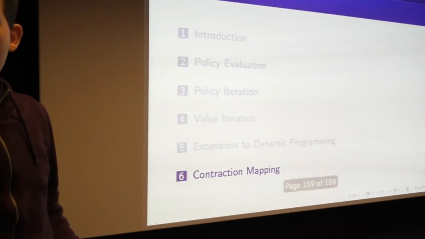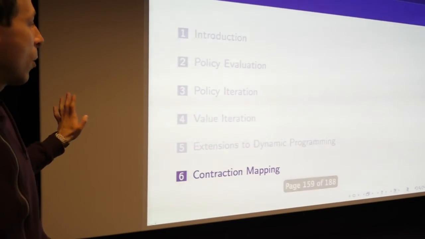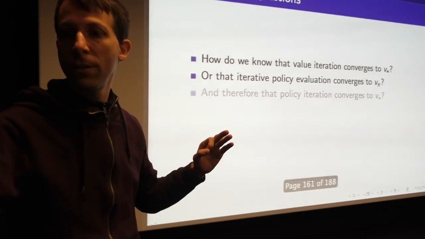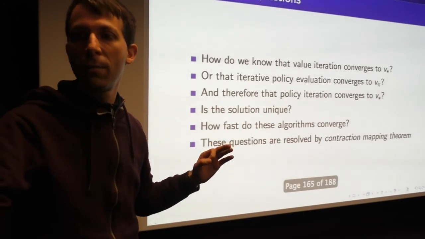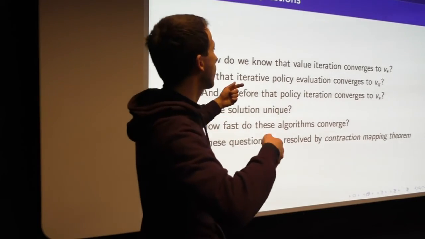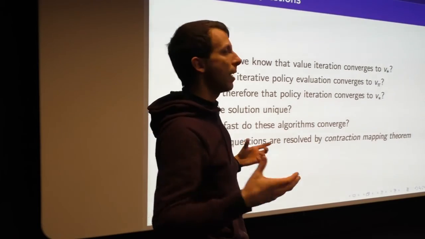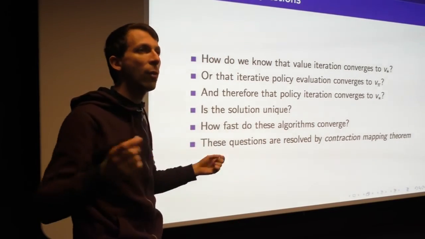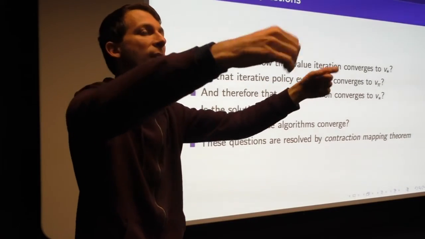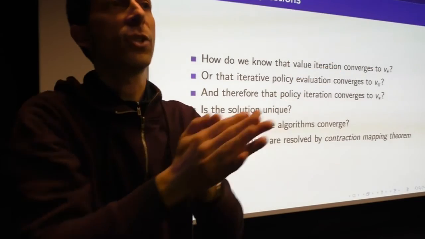I just want to point out that contraction mapping is in the lecture notes. It shows that if you start with any one of these algorithms, value iteration converges to V star, iterative policy evaluation converges to V pi, and policy iteration converges to V star. All of these work by the same iterations. They bring your value functions closer and closer together until you find one unique solution, which is the value function in that case.